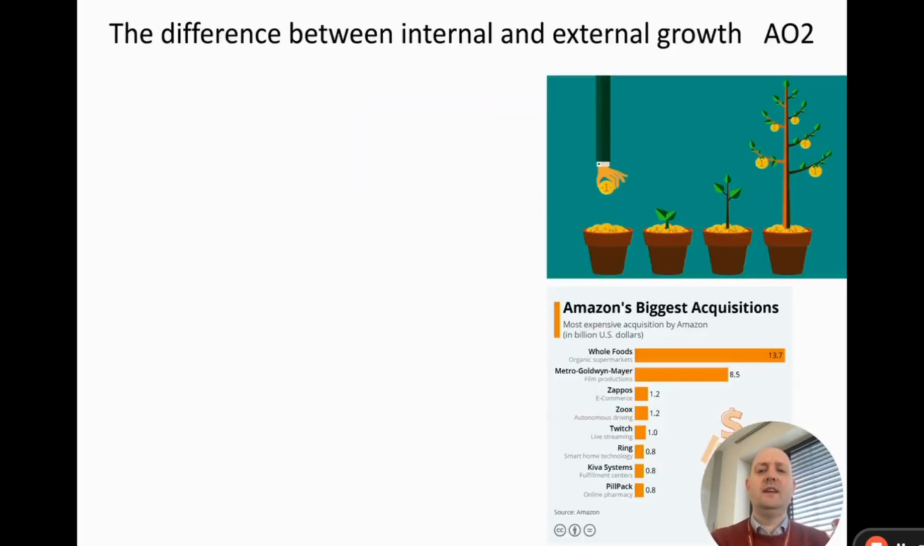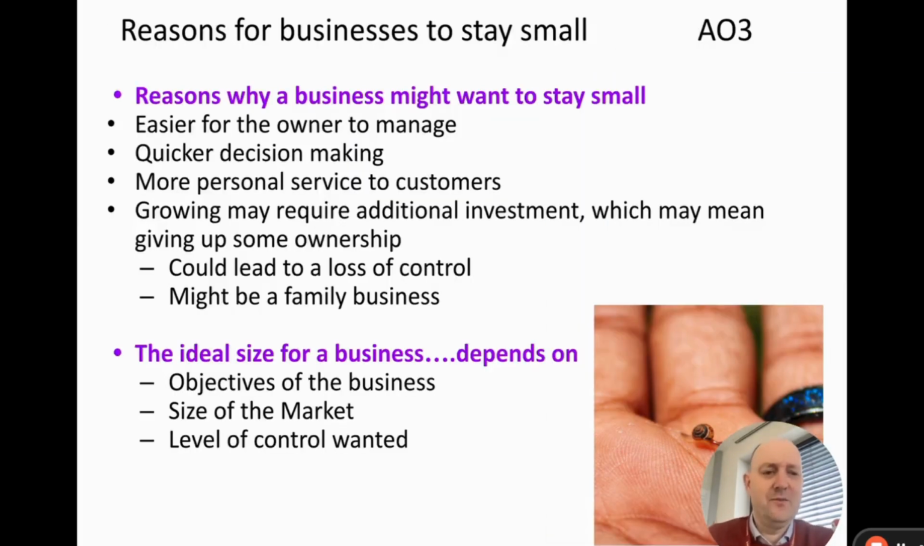So what is the ideal size of a business? Well, it kind of depends on so many factors, but you could say the three main ones are here. So one is, what are the objectives of the business? Again, if an owner wants to make quick decisions, make it easier to manage, keep it in the family, then they're likely to keep it small because those are the objectives of the business. The size of the market, if the market's small, then it's obviously going to be a lot more difficult to grow. And also the level of control wanted. So if this is a family business where the owner wants to keep control of the business and not have other people investing and telling them what to do, then they're likely to not accept that investment and keep the business small.